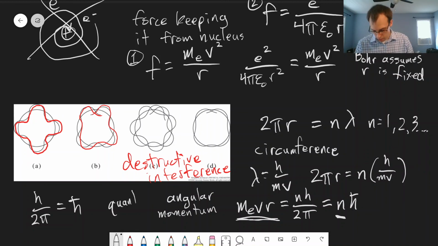So Bohr is implicitly saying that the angular momentum is quantized. It comes in discrete amounts that are in units of h bar. So you can have angular momentum equal to h bar or 2 h bar or 3 h bar, but you can't have half an h bar or 2/3 of an h bar. It can only come in integer amounts. And so this is the quantum part. Bohr is implementing quantum mechanics a little bit into this model here. We'll continue this in the next video, but I'll go ahead and pause this video here.